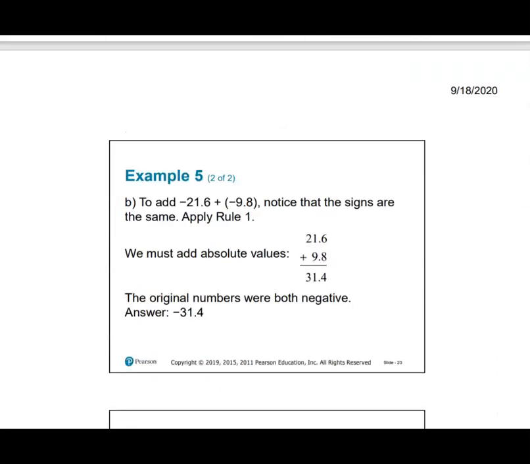Okay, to add -21.6 plus -9.8, these are both negatives, right? So the answer should be negative, and they took 21.6 plus 9.8 and then got their negative in the end.